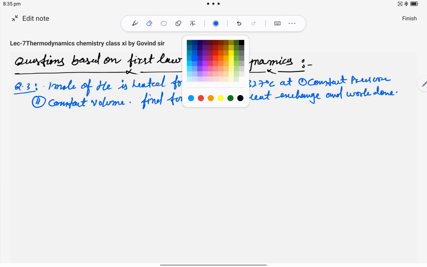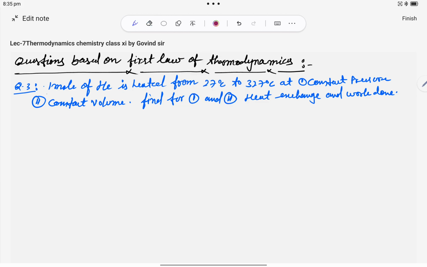What is mentioned here? Read the question once. 1 mole helium. Helium is a monoatomic gas, yes or no? It will also help. Monoatomic gas heated from 27 to 327 degrees Celsius at constant pressure, and second at constant volume. Find for first and second the heat exchange and work done. These are the things which we have to find out. One by one we will find.